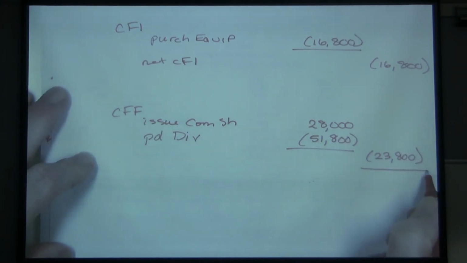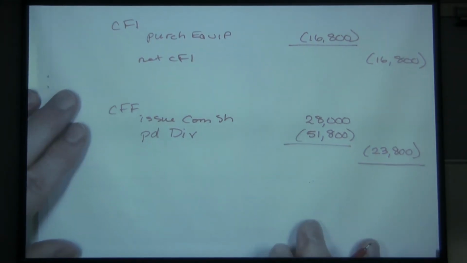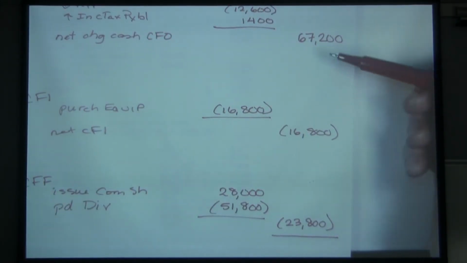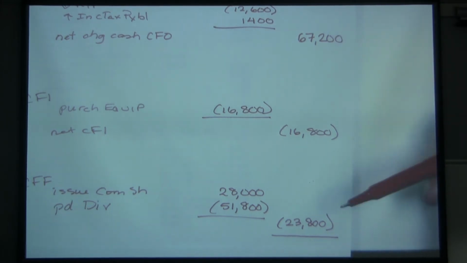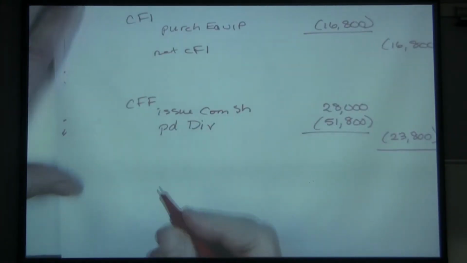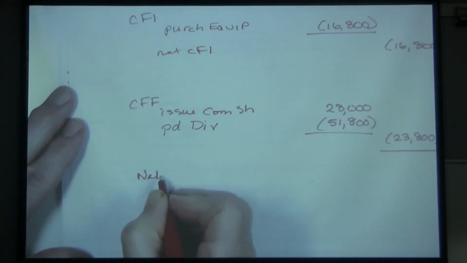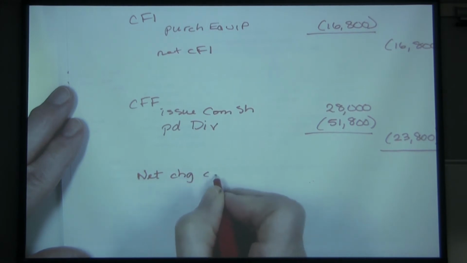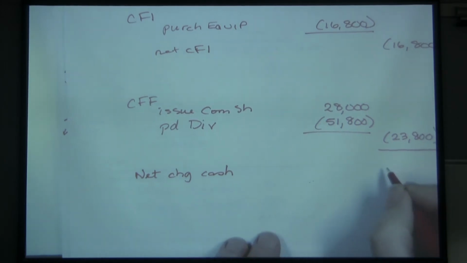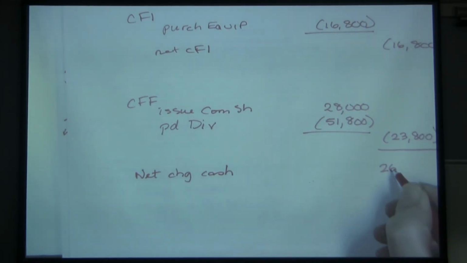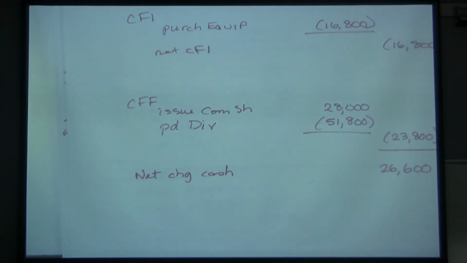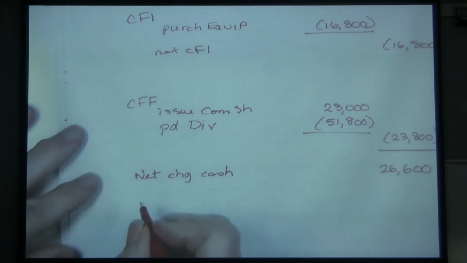We want to draw a line here, and then we'll do our final 3 lines of the statement. So we want to add these 3 items together first. CFO, CFI, CFF is the net. You can write net change in cash if you're not sure if it increases or decreases. In this case, it's an increase, and the net increase with these 3 amounts added together, 26,600.